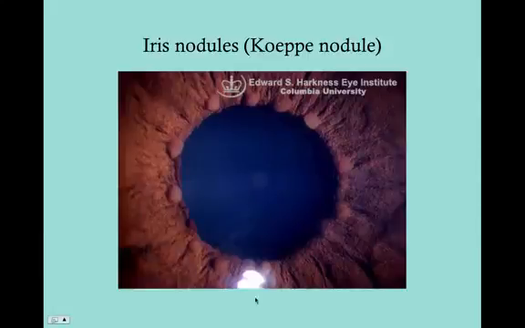These are called Koeppe nodules. And so you see this along the inner margins of the iris, and these are associated with anterior uveitis.